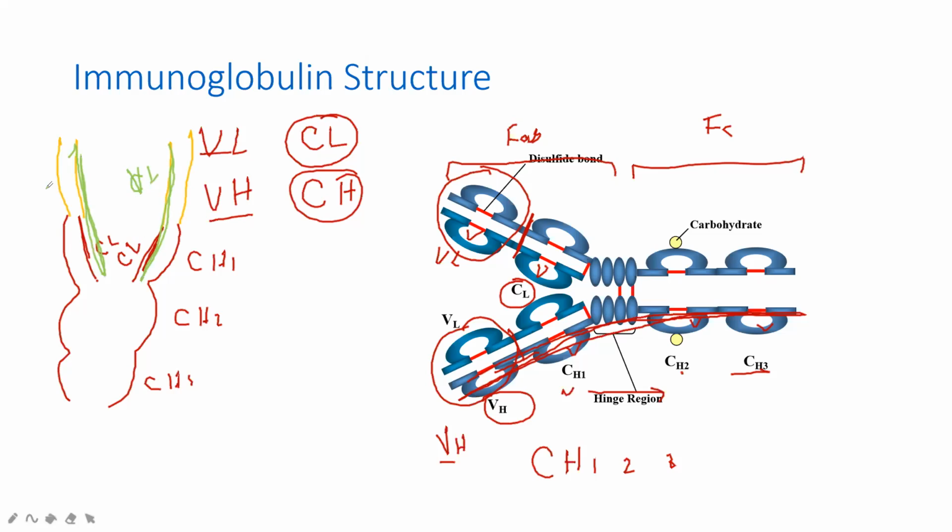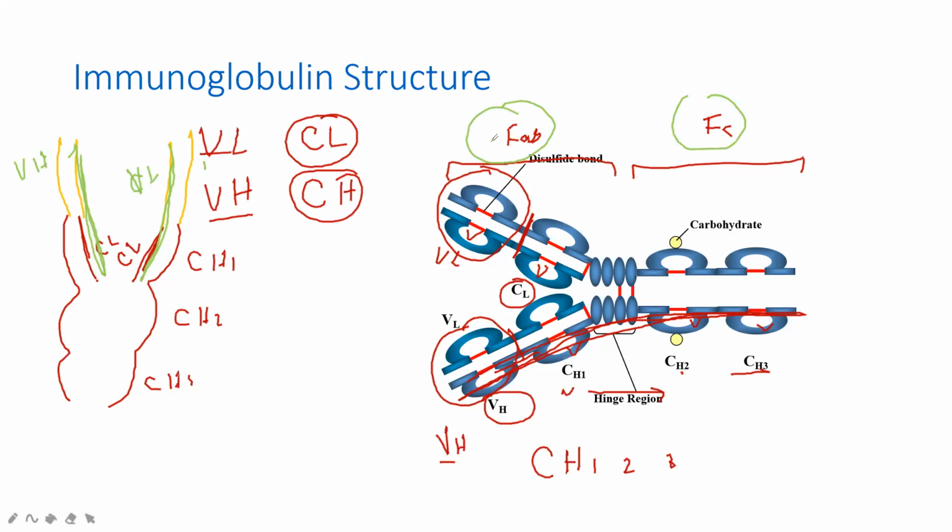How about this part? This part is the variable heavy chain. Understand? Partition done or not? Is everyone clear about the partition? Are the different parts clear or not? Yes, sir. Constant fragment, variable fragment.